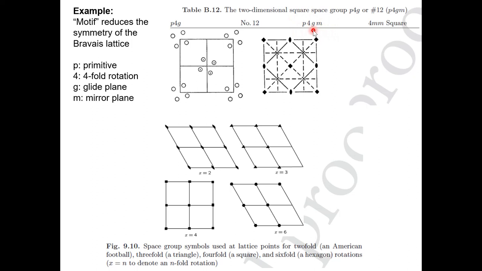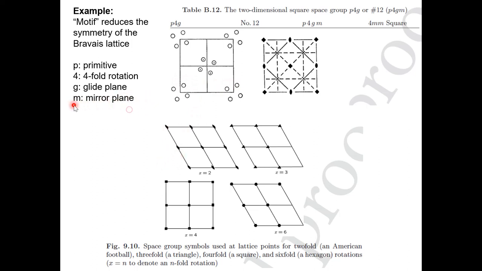When you have a letter g, it means that it has a glide plane. It's a non-symmorphic group. It has a glide plane, a glide symmetry. And you can see it right here. So this is the glide plane. You can see that if you reflect this motif about this plane, you have to displace it by half of the unit cell to get to this square, to the other motif. So there's a glide plane right here, a glide plane right here.